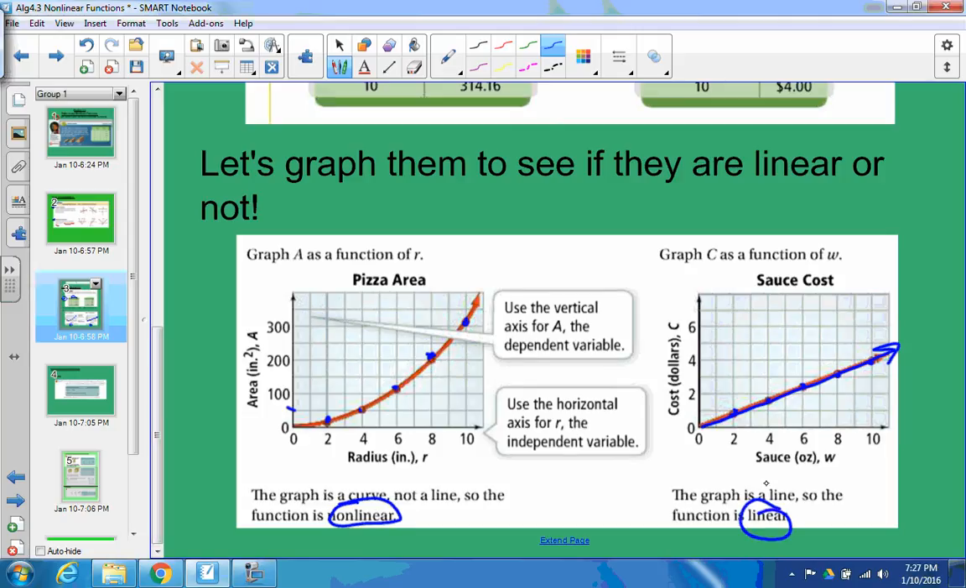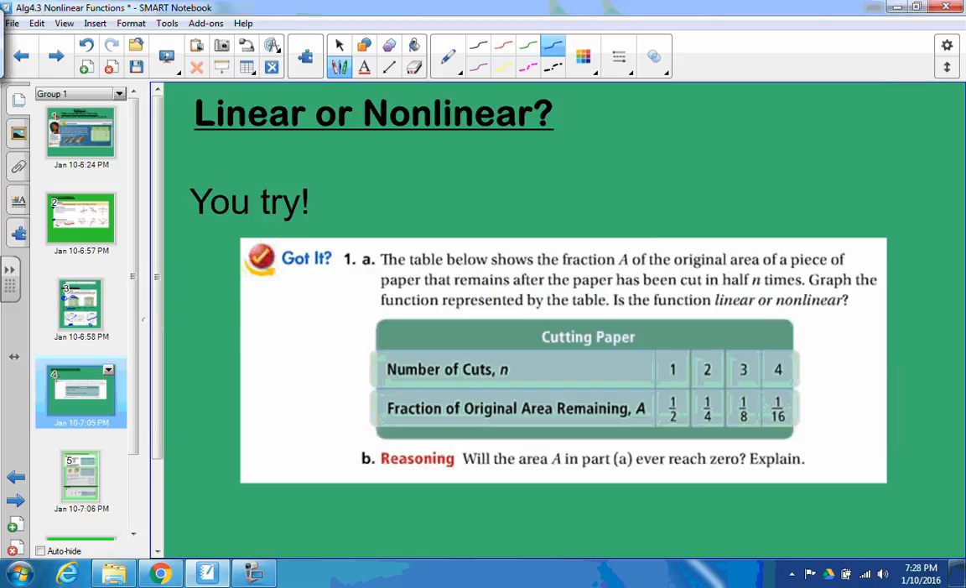So graphing a function is probably the easiest way to determine if it's linear or not, until you start recognizing some patterns in different equations or tables. This is probably the best way to check if it's linear or not. So let's try that. Why don't you try this one on your own?